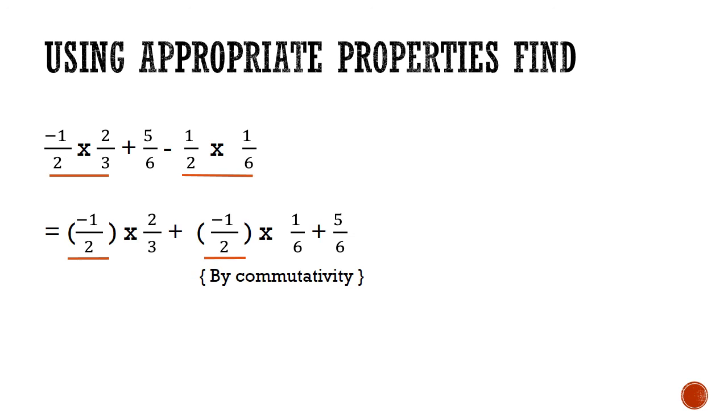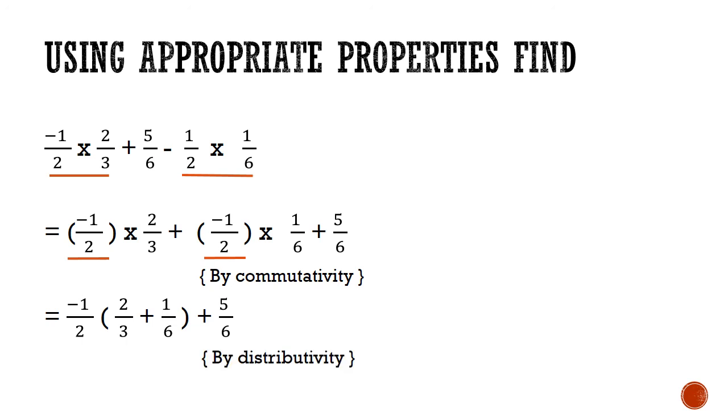Okay. Now take minus 1 by 2, the common factor, out. So for the first term what is left? 2 by 3. So in the bracket you put 2 by 3 plus, in the next term what is left? 1 by 6. Now you close the bracket and write 5 by 6 as it is. Okay. Now what property is used here? It is distributivity. Okay, you write there. You are using distributive property, so you have to write there. Then only you will get marks for the exam.